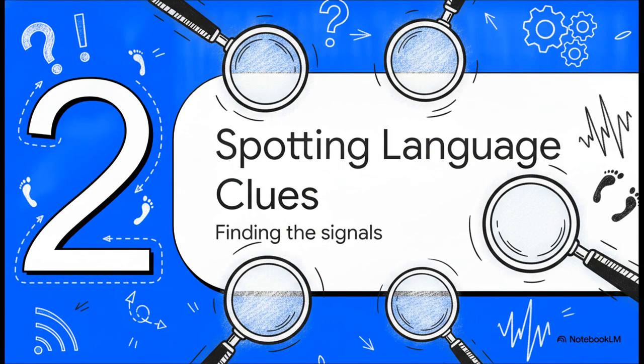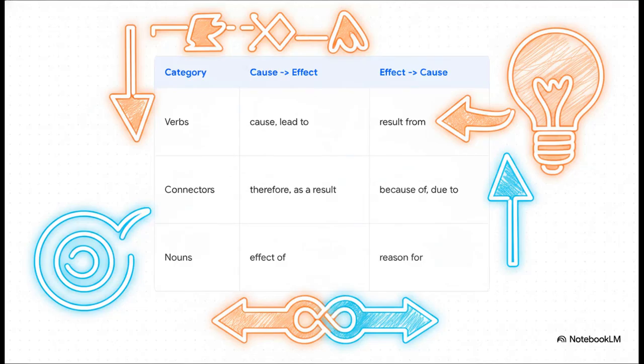Moving on to Section 2, spotting the language clues. Every good detective needs clues, right? In academic texts, writers use very specific verbs, connectors, and nouns to literally signpost how their ideas connect. The vocabulary actually shifts depending on the direction of the relationship. If a writer is moving from cause to effect, they're going to use verbs like lead to or result in. But if they start with the effect and are pointing backward to the cause, you're going to see verbs like stem from or be caused by.